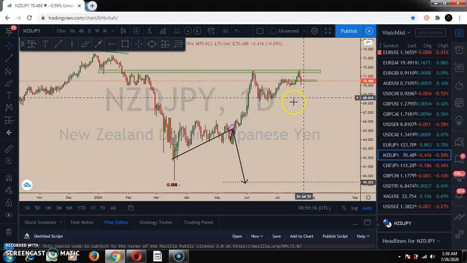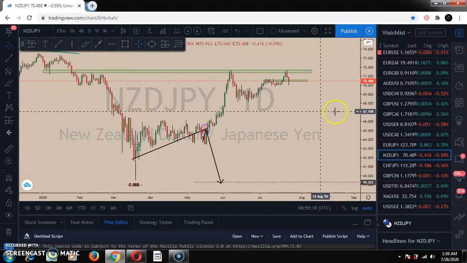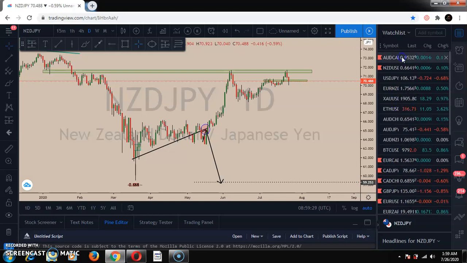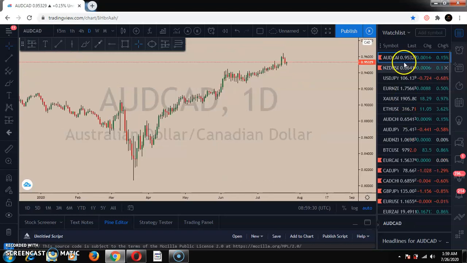So the two pairs that will be added to our watch list this week are all based on trend reversals. As you can see, we are holding Euro CAD, CAD JPY, CAD CHF, GBP JPY, Euro USD, risk free already. So we'll be adding AUD CAD and NZD USD to our watch list this week.